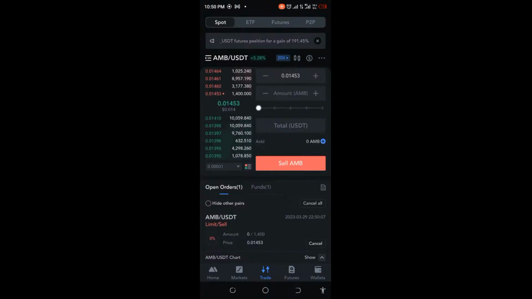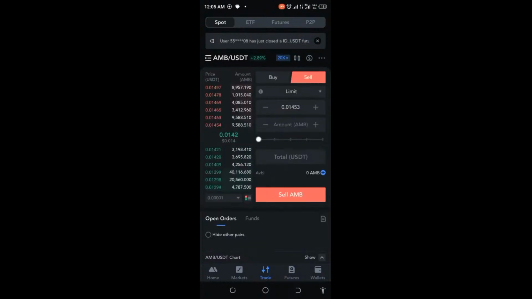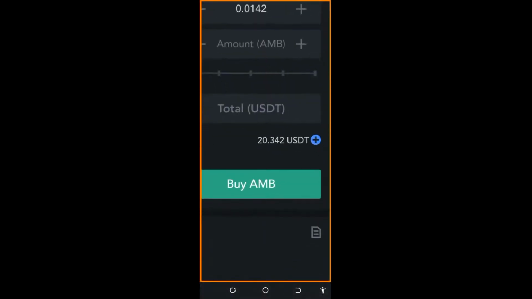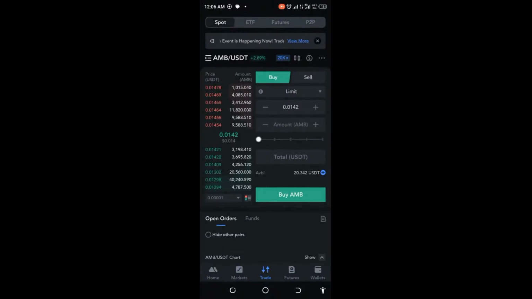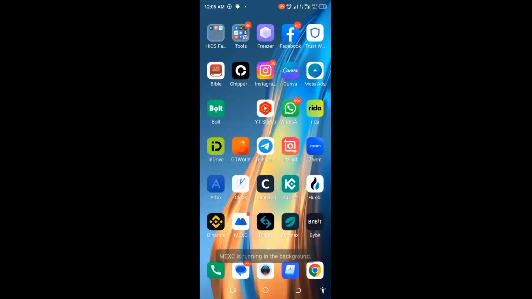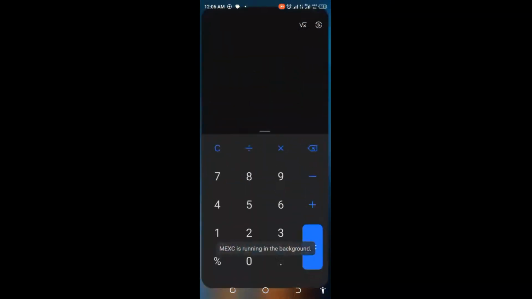See you shortly. Wow, I'm back and it has already sold to USDT. So let's check what we have here. Wow, we have 20.342 USDT. This is sweet. Let's check what percentage this gave us in terms of fees and everything.